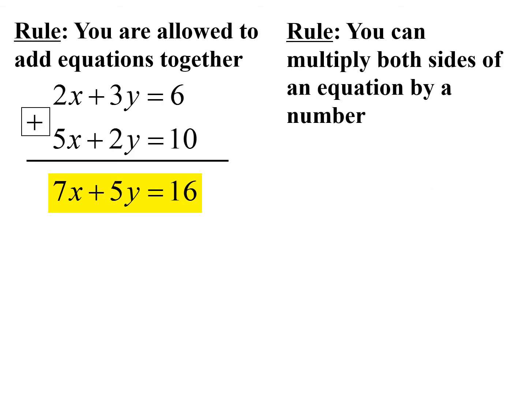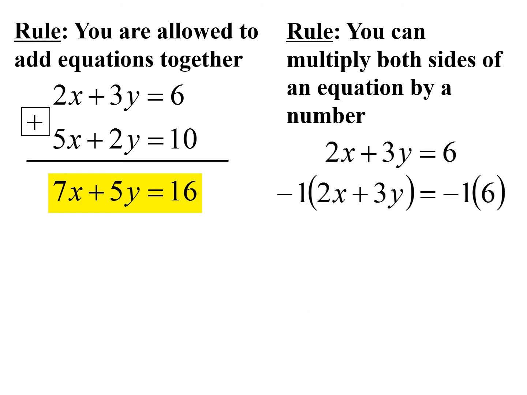The second rule is that we can multiply both sides of an equation by a number. So for example, if I have 2x plus 3y is equal to 6, I can multiply both sides of the equation by negative 1. I just have to make sure that I distribute the negative 1 to every term in the equation. So I'm going to get negative 2x minus 3y equals negative 6. Okay, once we know those rules, solving by elimination is possible.